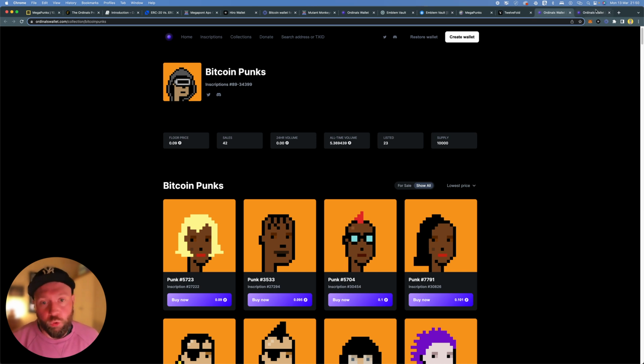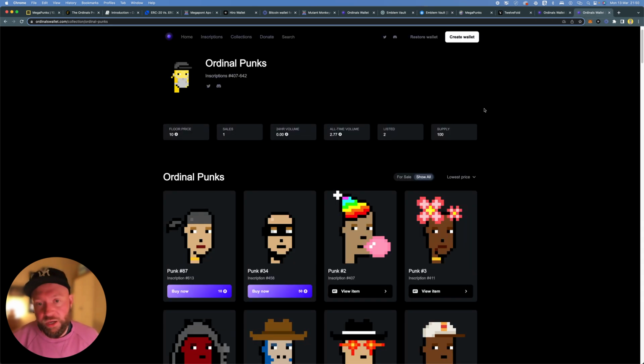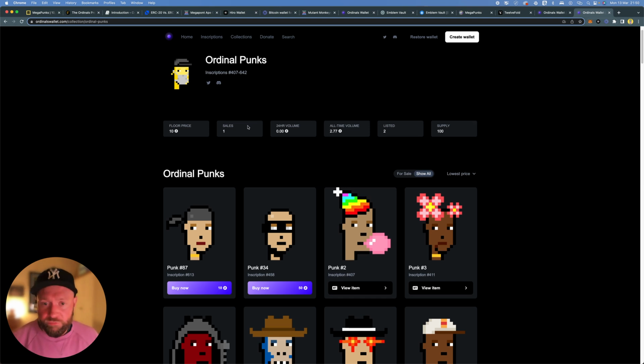There are also ordinal punks, which are CryptoPunks inspired, but these are new images. There's only 100 of them, but they are interesting in that they were among some of the very first images inscribed on Bitcoin. So that if you look at them, the inscription IDs range from 407 to 642. There was an initial gold rush to find value by claiming the lowest numbered inscriptions, and many believe in a future where there's going to be very high demand for 3-digit, 4, 5-digit inscriptions, irrespective of the image attached to them. And then, that's already playing out in its early runnings with the 10 Bitcoin floor price, as you can see here on Ordinal Punks.